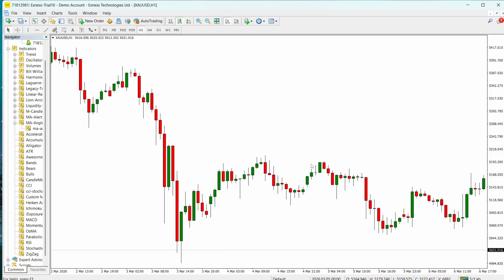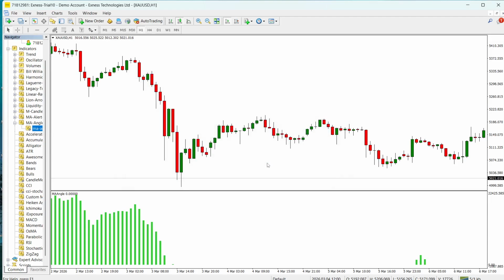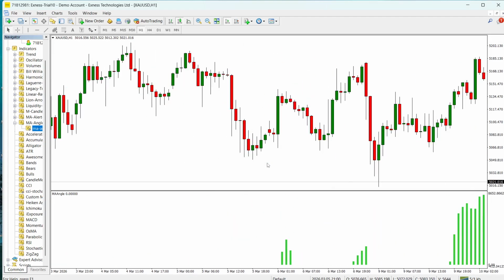At this point, I'll go ahead and load the indicator on the charts so you can see how it looks in real time. Alright, allow imports, and there we have it.